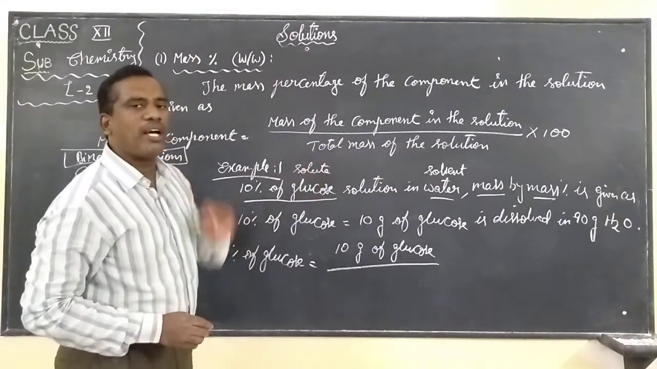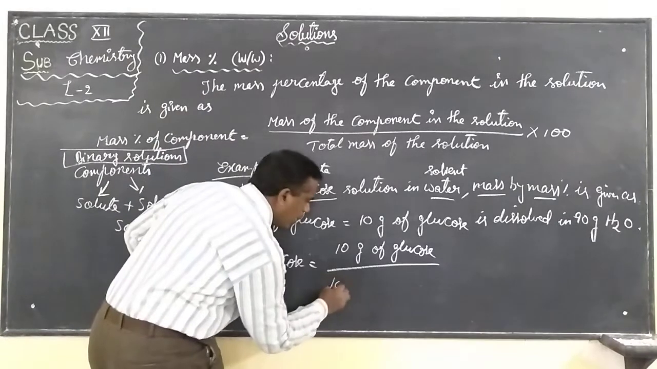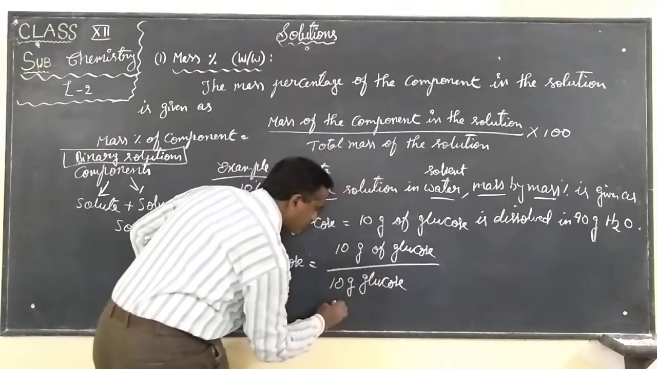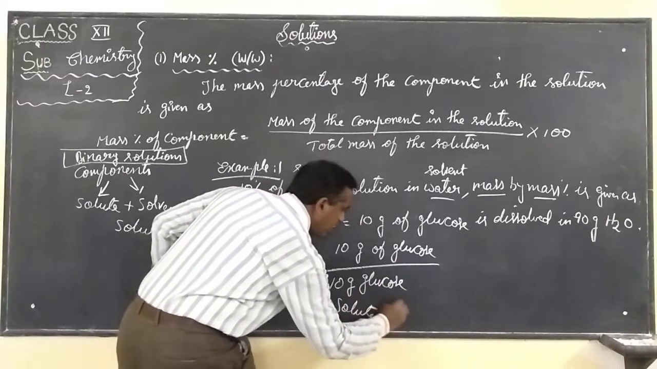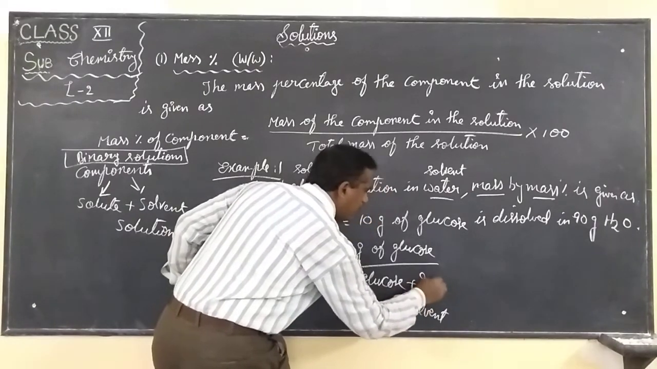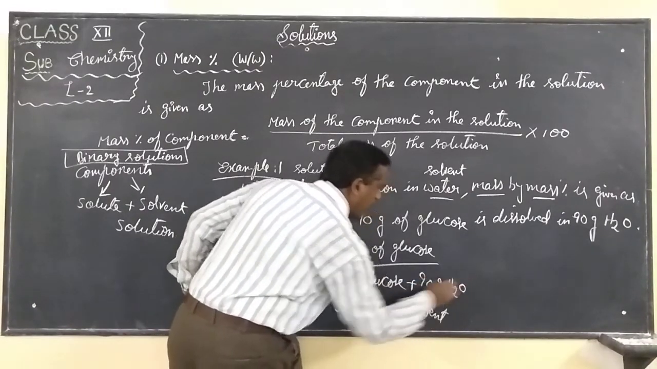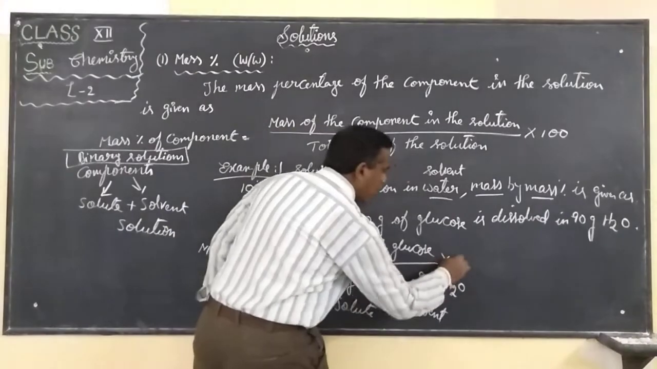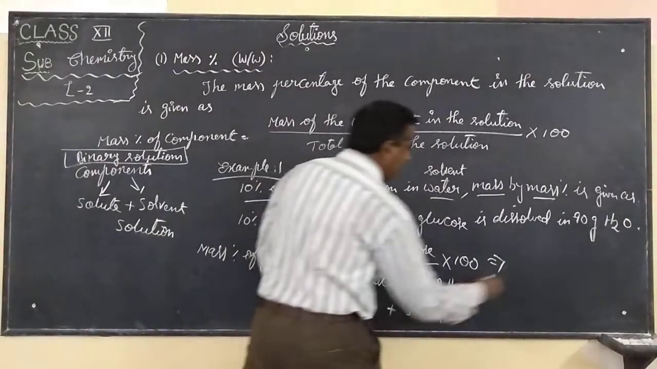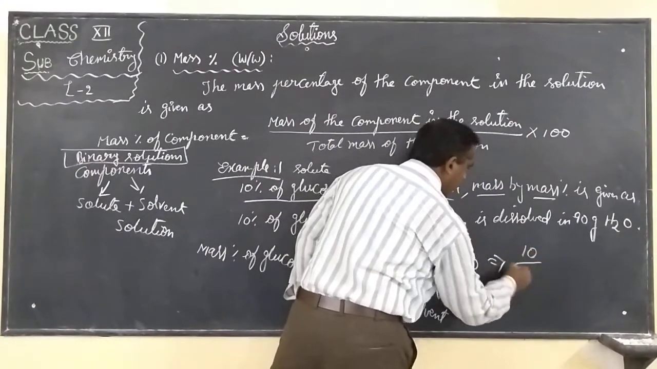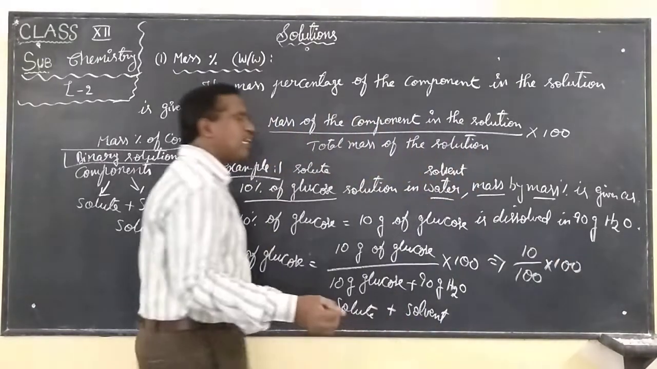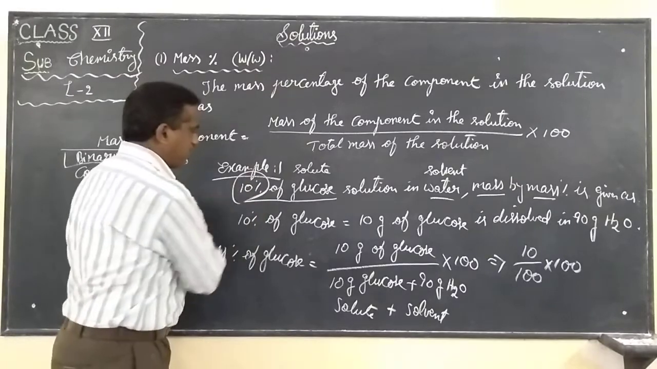How can we give the total mass of the solution? We need to give the mass of the solute plus the mass of the solvent. Mass of the solvent means how much we had? The mass of solvent is 90 grams. So this is nothing but 10 by 100 into 100. So how much percentage are you getting? You are going to get 10%.